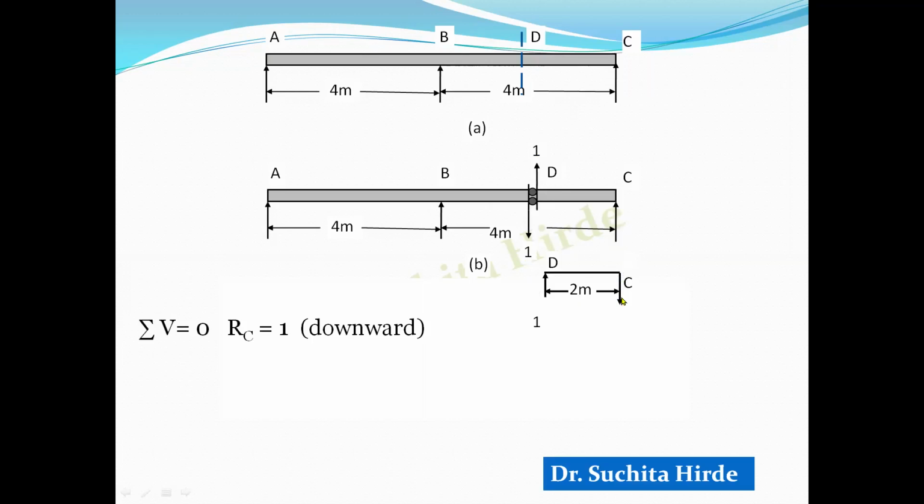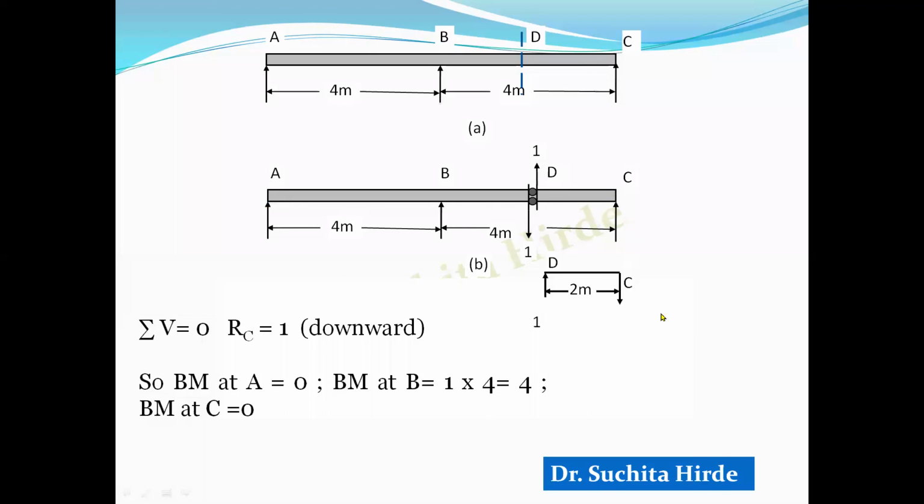So now because of this, we will calculate what are the bending moments at various positions. Now you know that this is a simple support. This is a simple support. So bending moment at A is equal to 0. Similarly, bending moment at C is also equal to 0. Now to calculate bending moment at B, we will take moment of forces from the right side of B to calculate bending moment at B. Because we know this reaction, this RC is equal to 1. So bending moment at B is equal to force into perpendicular distance.